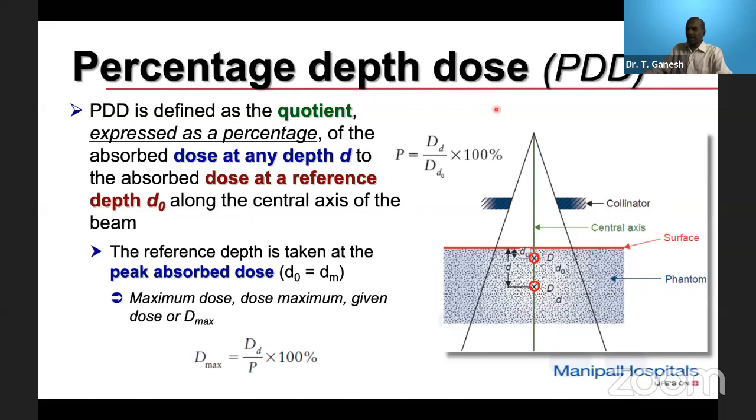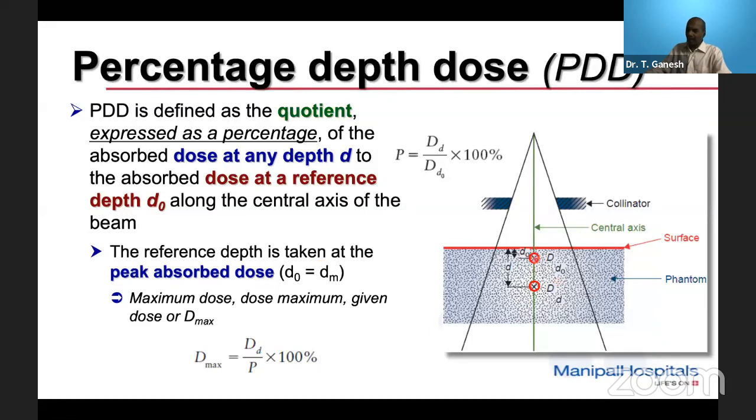First, percentage depth dose. As perhaps most of you must know, it is defined as the quotient, expressed as a percentage, of the observed dose at any depth D. You see here, this point is at a depth D. So what is the dose here? That is the dose at the depth D, divided by the observed dose at a reference depth D0. Now this point is at D0. So what is the ratio of this dose to the dose at this point, expressed in percentage? And these 2 points are lying along the central axis of the beam.